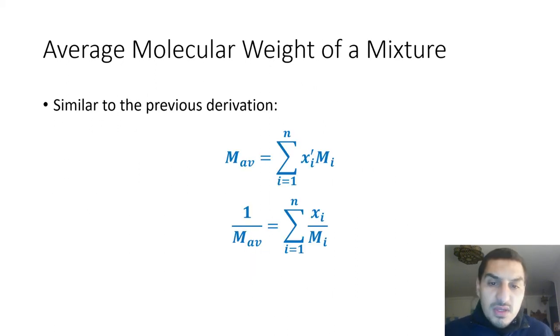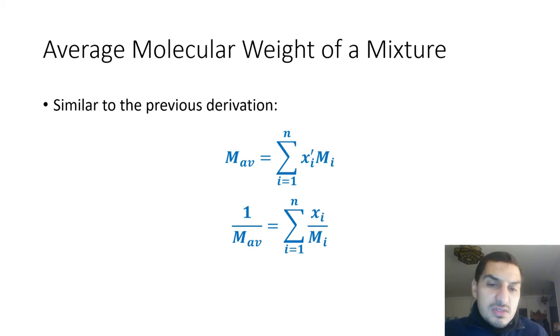The same thing we can apply to the molecular weight. The average molecular weight can be calculated from this equation. You can derive it by yourself, it's going to be simple. It's the mole fraction multiplied by the molecular weight, and one over the average molecular weight is going to be the mass fraction divided by the molecular weight.